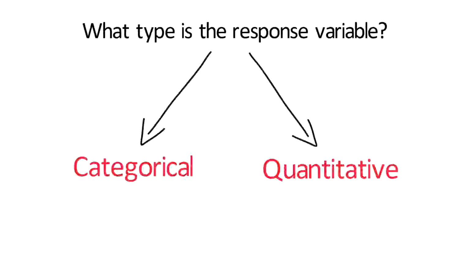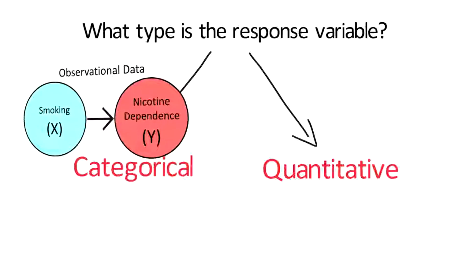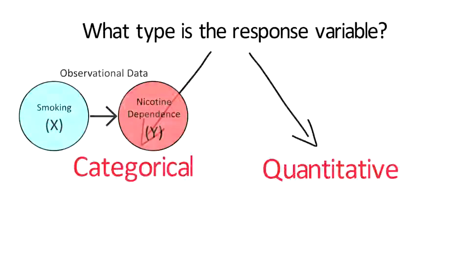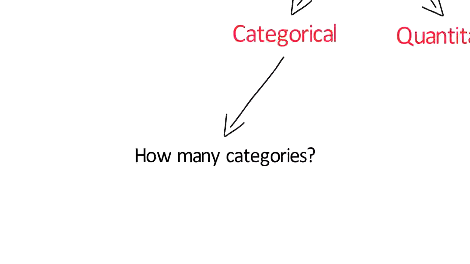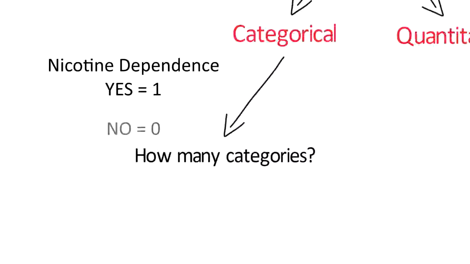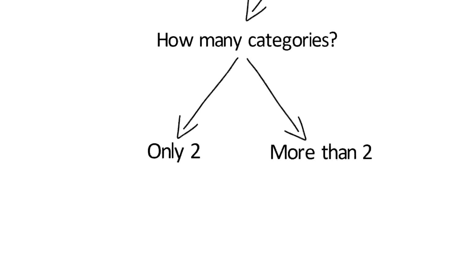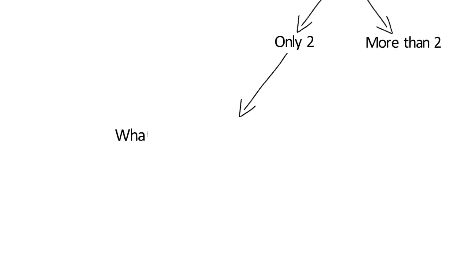For our sample research question, the response or dependent variable is nicotine dependence, which is categorical. Next, we need to determine how many categories are in this response variable. Since nicotine dependence is coded 1 for yes or present and 0 for no or absent, we have 2 categories in the response variable. The next question to ask is, what type is the explanatory variable?